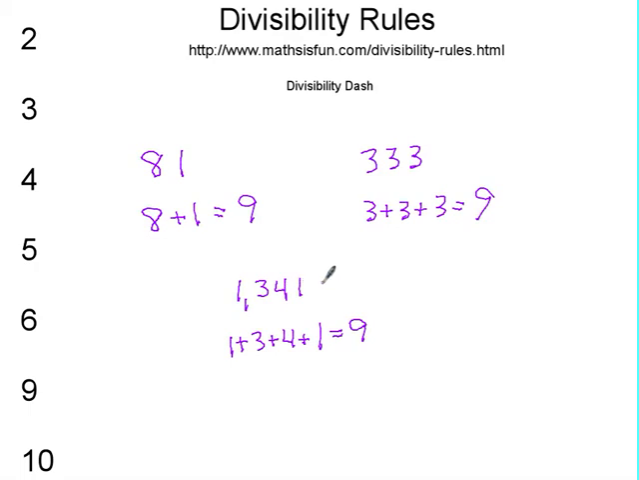And let's try and get a different one in here. 1,971. 1 plus 9 plus 7 plus 1 equals 1 plus 9 is 10, plus 7 is 17, plus 1 is 18. 18 is divisible by 9, so 1,971 is divisible by 9.